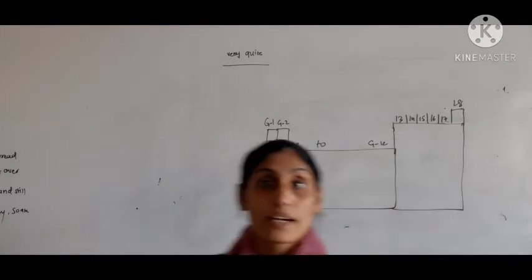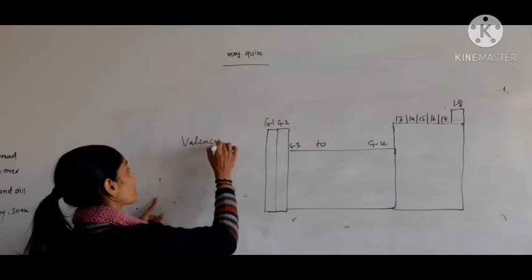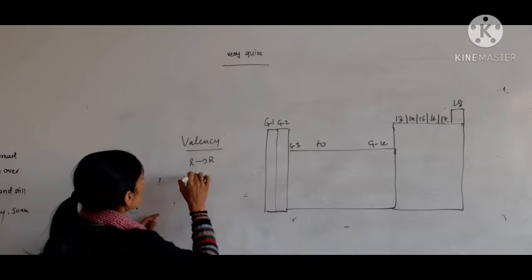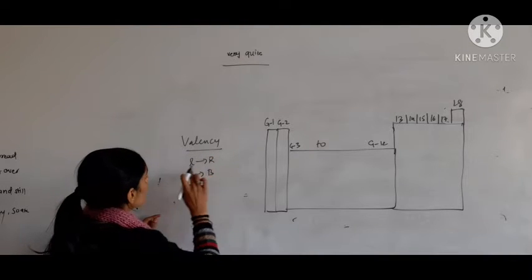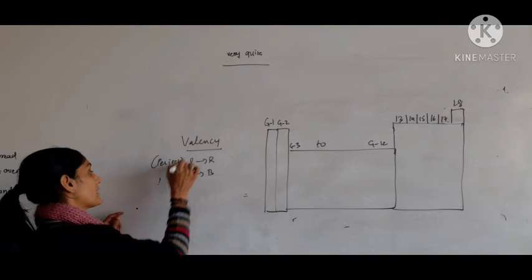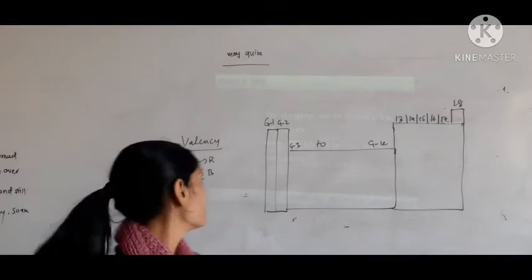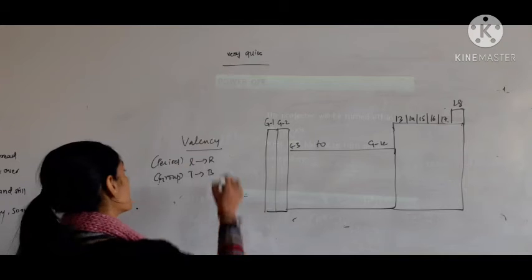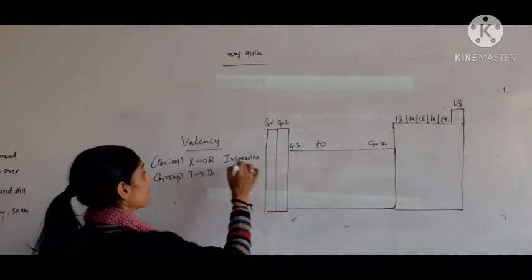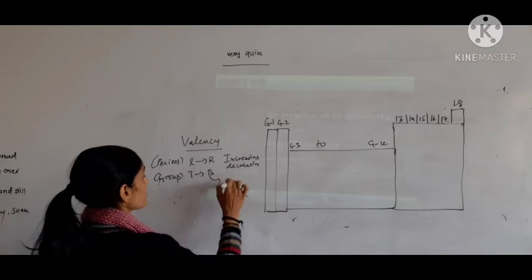So here we are discussing first the valency. What do you say about the variation of valency when you are moving left to right in the periodic table and when you are moving top to bottom? Left to right is a period, and top to bottom is a group. So children, when we talk about valency, first it is increasing and then it is decreasing, and for a particular group it remains fixed.